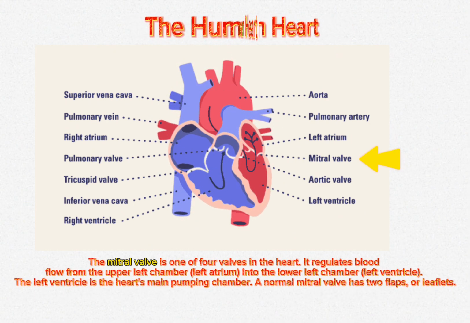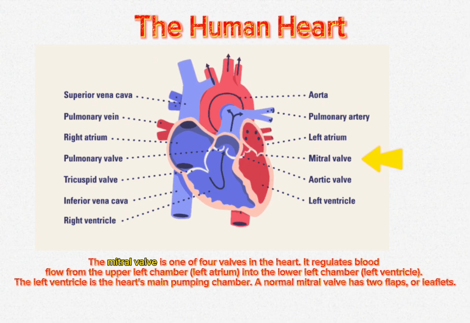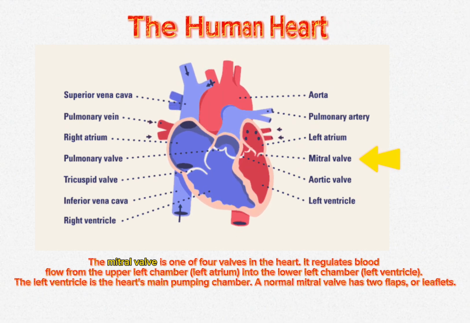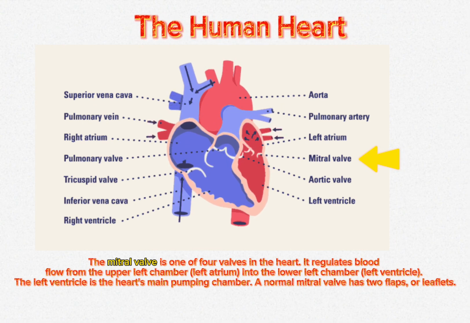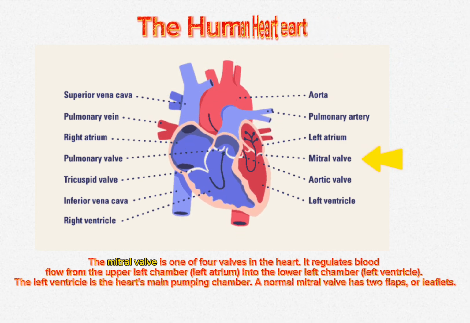The mitral valve is one of four valves in the heart. It regulates blood flow from the upper left chamber, left atrium, into the lower left chamber, left ventricle. The left ventricle is the heart's main pumping chamber. A normal mitral valve has two flaps, or leaflets.